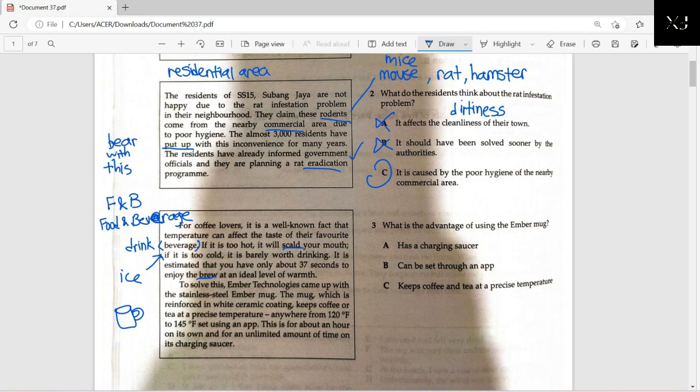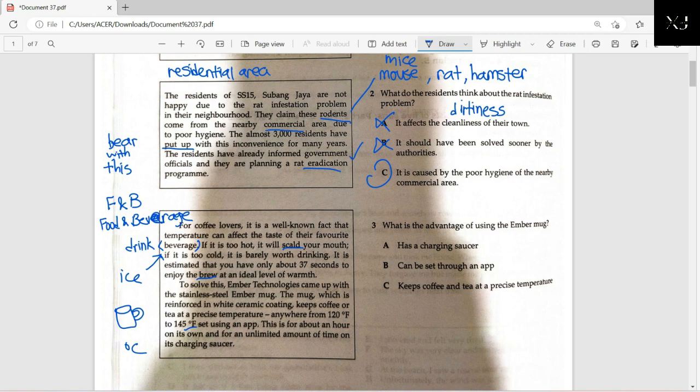Oh my god, I don't know how to read this. But this is used by Americans. What is it called? I forgot what it is called. Anyway, in Malaysia we use Celsius, degrees. This is Fahrenheit, used by Americans. Set using an app. Wow, using an app.